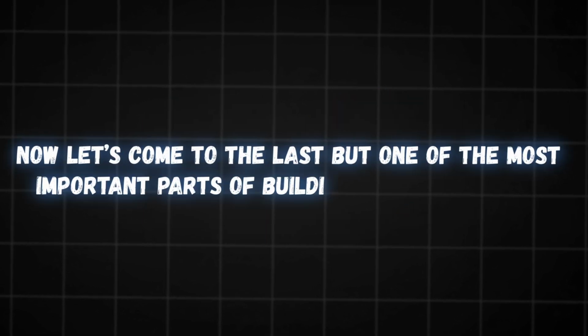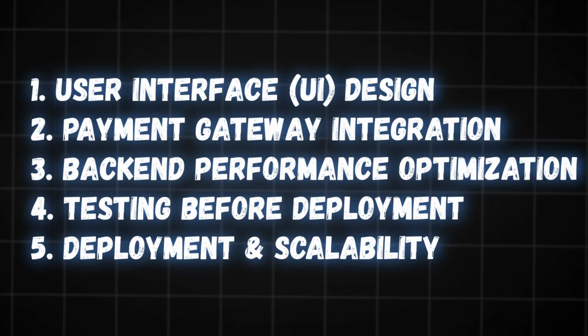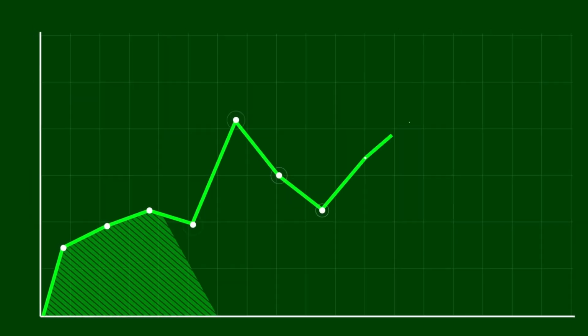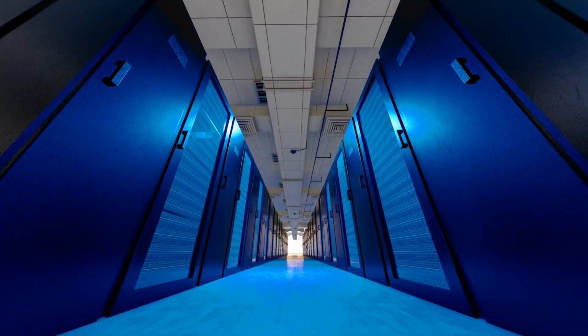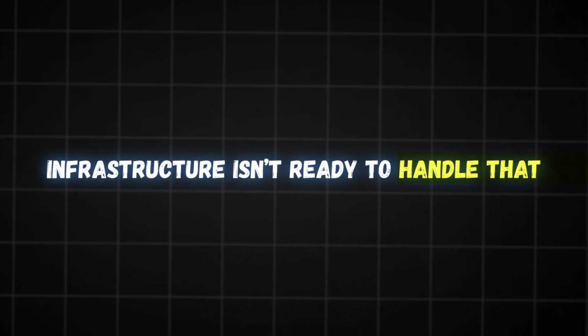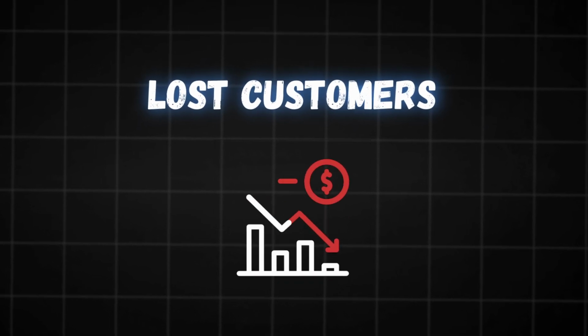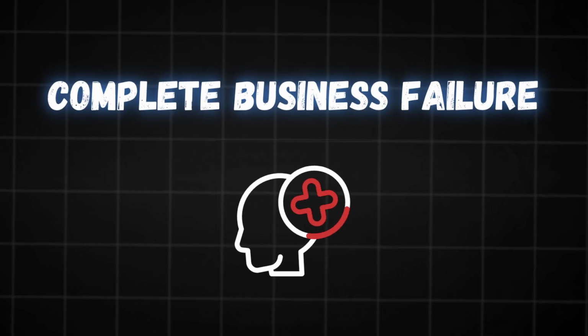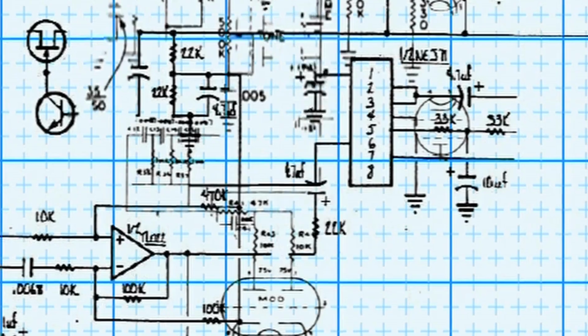Now, let's come to the last but one of the most important parts of building a SaaS product: scalability. As your user base grows, your application will face more traffic and increased server load. If your infrastructure is not ready to handle that, your application could crash, leading to poor user experience, lost customers, and in worst cases, a complete business failure. To avoid this, you need to plan for scalability early.